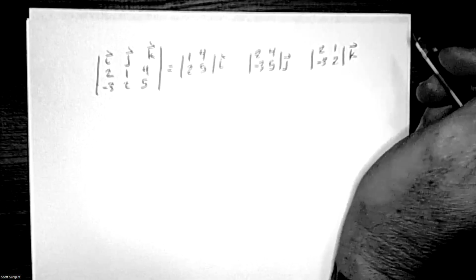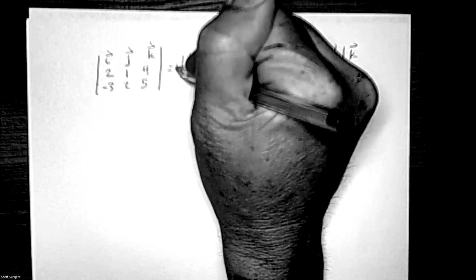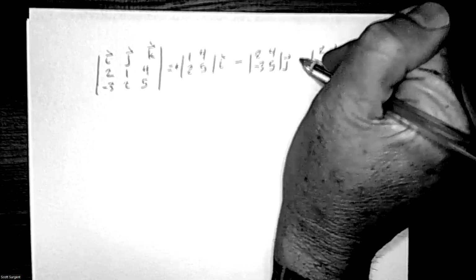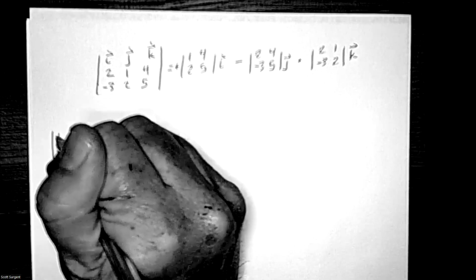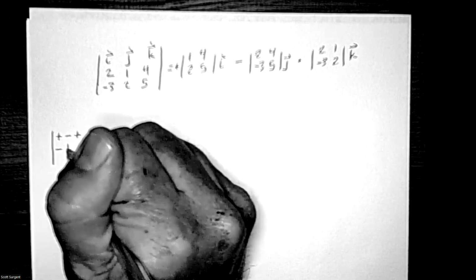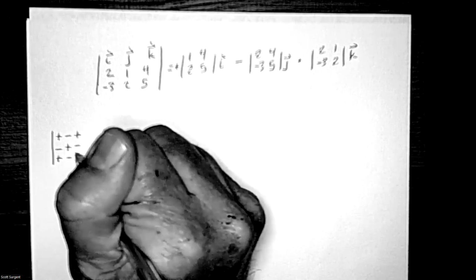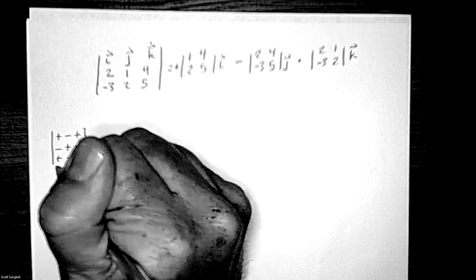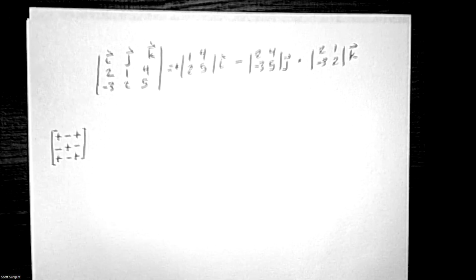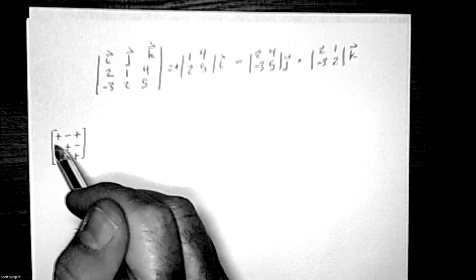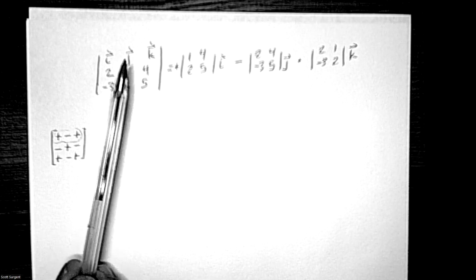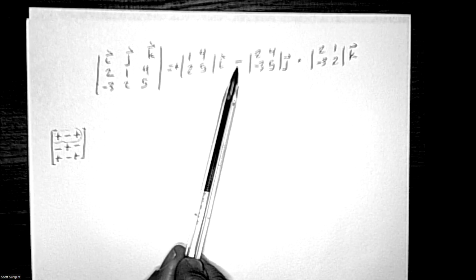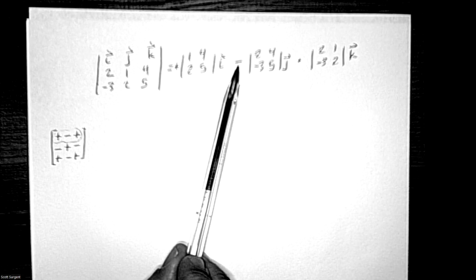Those are the minors. The cofactors are actually the signs in front. If you've ever done determinants, you've probably seen what's called a cofactor matrix. It looks like a checkerboard. This is the cofactor matrix of a 3 by 3, and we're expanding along the top row. That means this minus sign is automatic. It needs to be there.